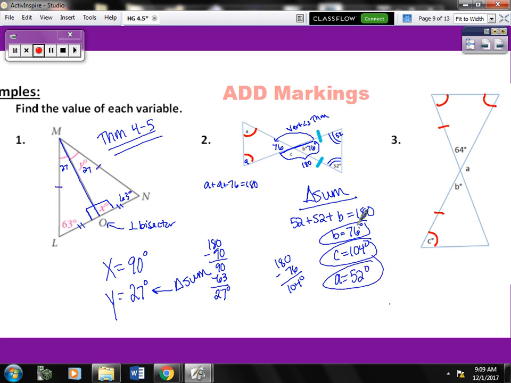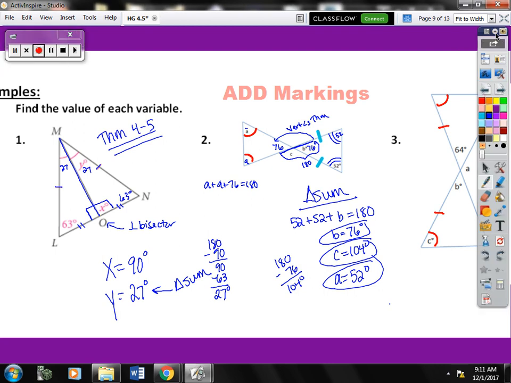Now, some students will say, Mrs. Bennett, couldn't I use alternate interior angles? Well, you could if we knew these were parallel, but we don't. So we can't, that's not the reason that they are the same. All right, see if you guys can try 3 and 4.